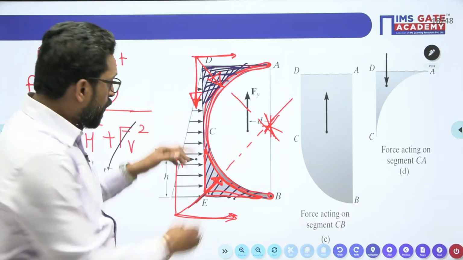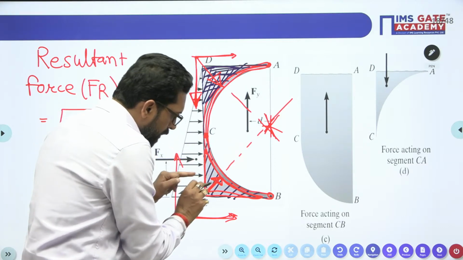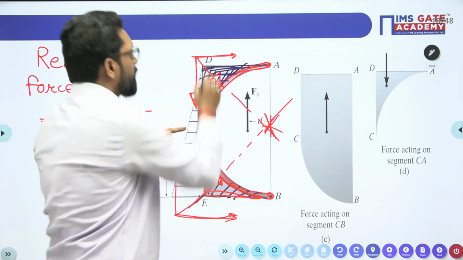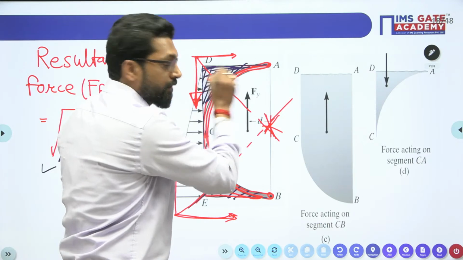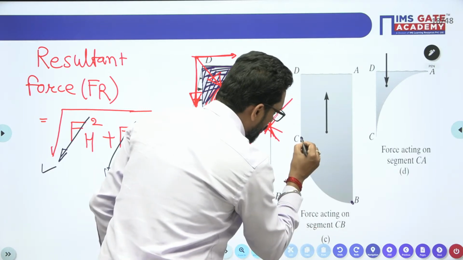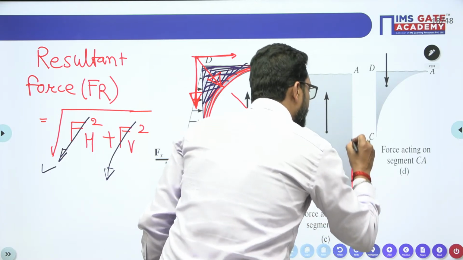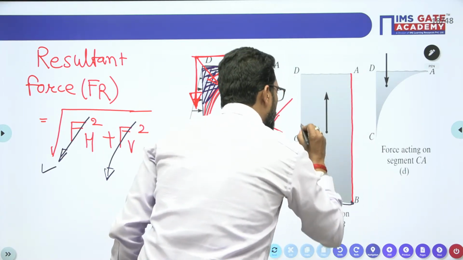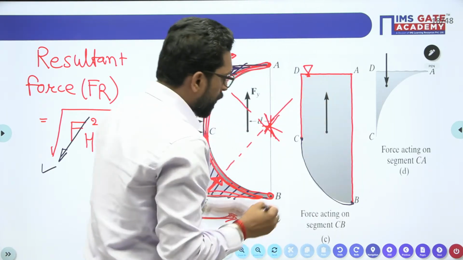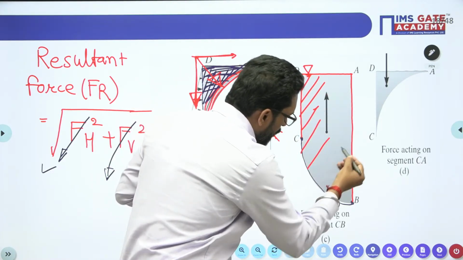So if you calculate the component of hydrostatic force in the vertical direction, you project it on the free surface. If you take this part of the chunk, you project it up to the free surface. So this portion you have to calculate.